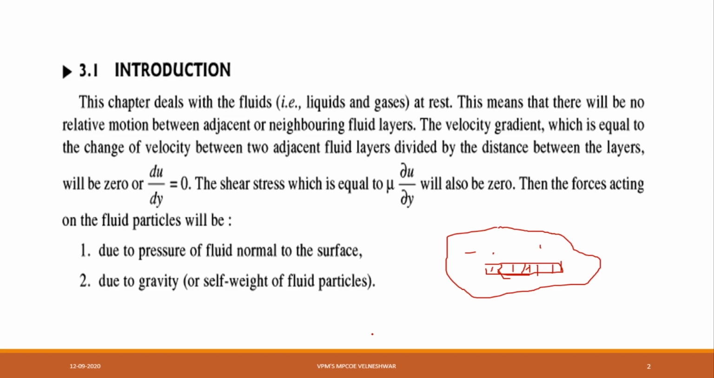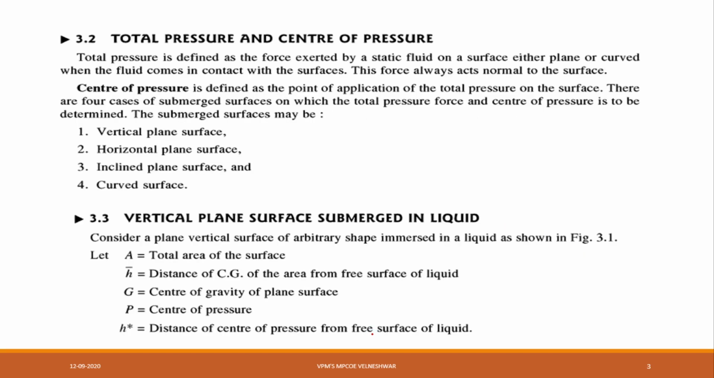One more value will be there, that is acceleration due to gravity. So we have to find two values: acceleration due to gravity and pressure. Acceleration due to gravity need not be found, because the g value is constant, 9.81. Now, there is one 5 marks question in your fluid mechanics final paper. In previous papers there is a question: define total pressure and center of pressure. Here you have to write these two definitions.